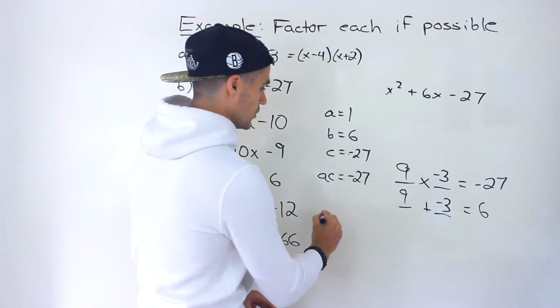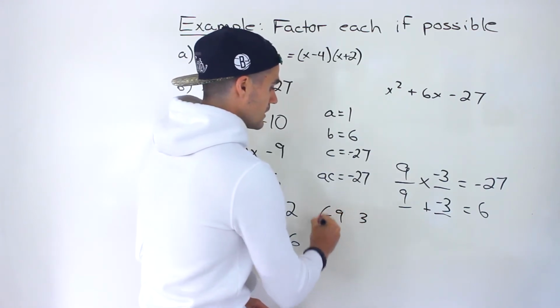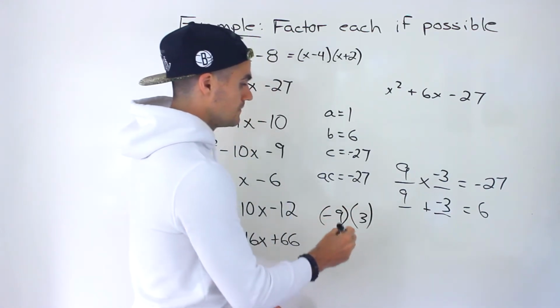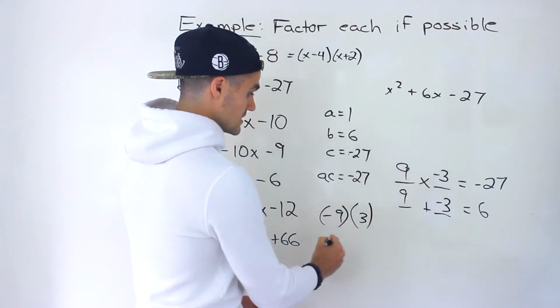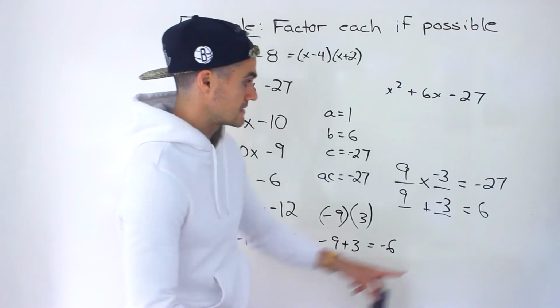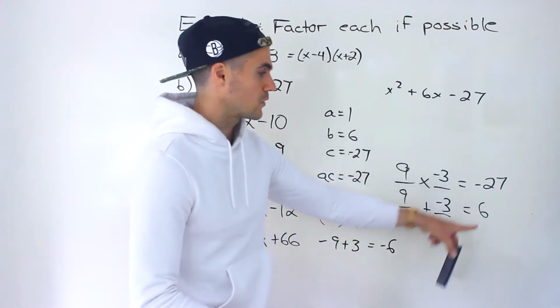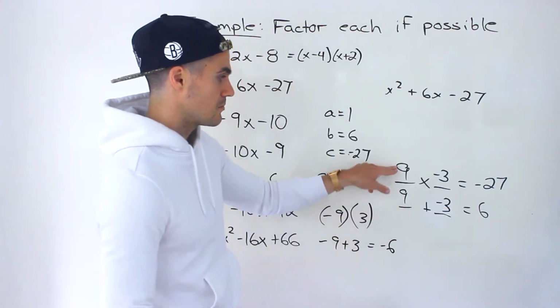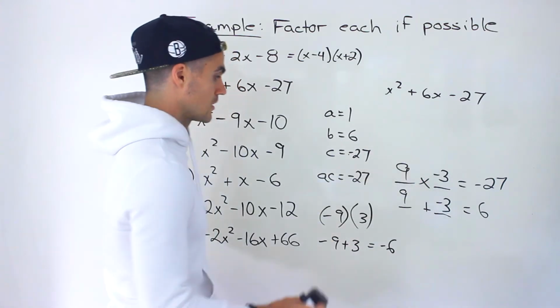You got to be careful and not put -9 and 3, right? Even though -9 times 3 does give us -27, notice -9 plus 3 gives us -6. And that's not the b value we're working with. We're working with +6, so it's got to be +9 and -3.